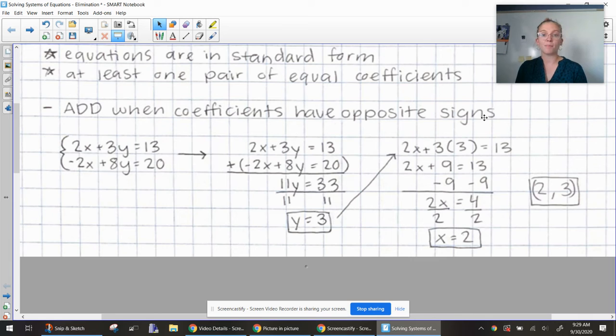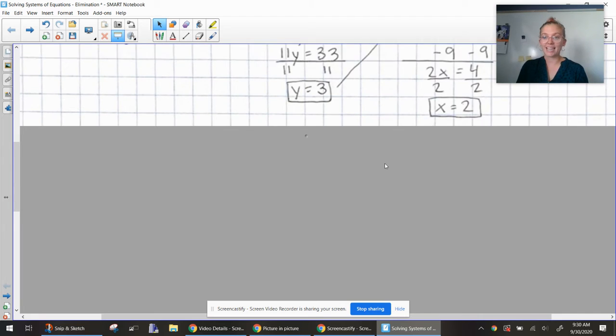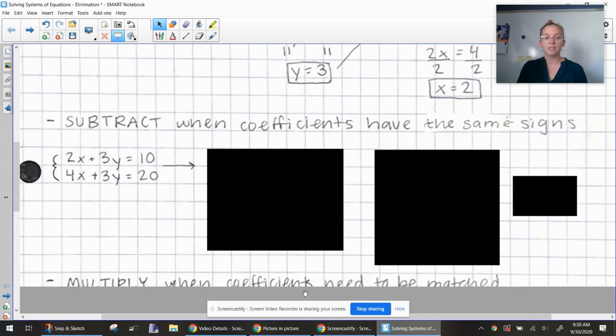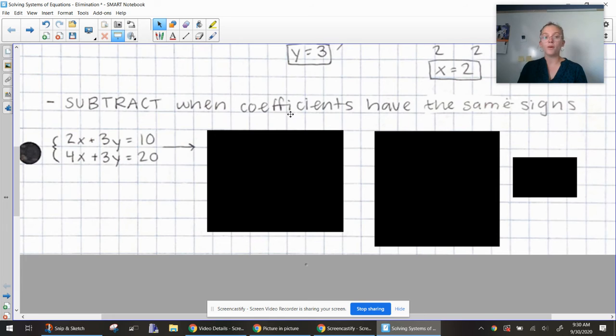Because the coefficients have opposite signs, we added the equations together, which eliminated our x's. We were able to solve for y, substitute it back in, and then solve for x. Let's look next at when we are going to subtract. We are going to subtract when the coefficients have the same signs.